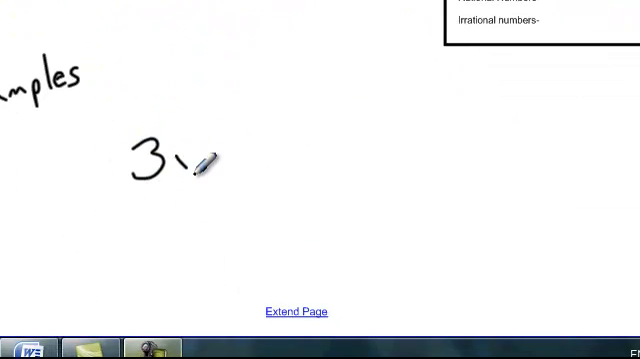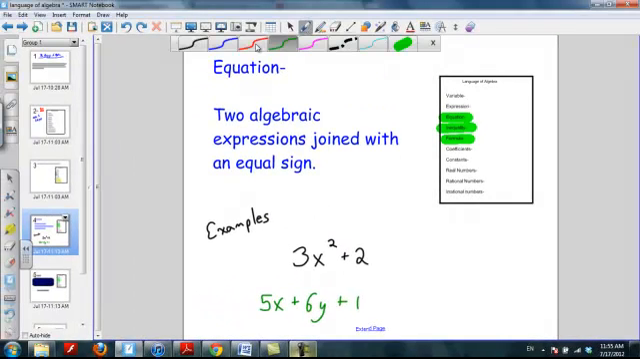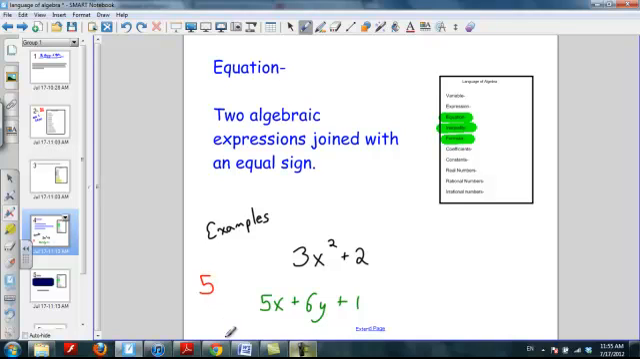Let's say that we have one expression, 3x squared plus 2. And let's write another expression down here, and I'll write it in a different color. Let's say we have 5x plus 6y plus 1. And I'm going to write one more down here. I'm going to write an expression which is 5. Now this expression is also just a constant, you'll see, but we can still call it an expression. Now let's put a big equal sign here.